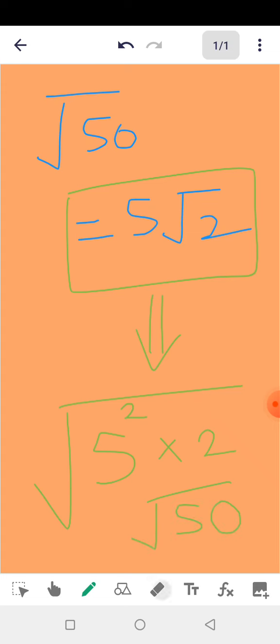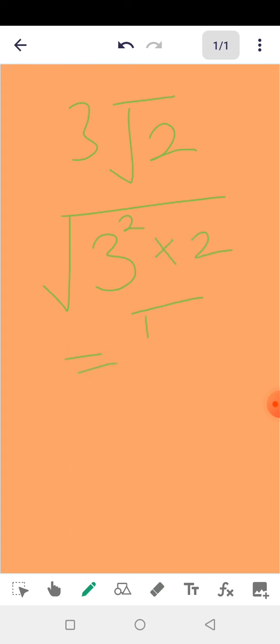I'll take another one for clarification. Let's say I have 3 root 2, for example, and I want to express this as a single surd. I will open a big square root, I write 3, I square it, then this 2 that is here, I'll bring it down. It will be square root of 18.